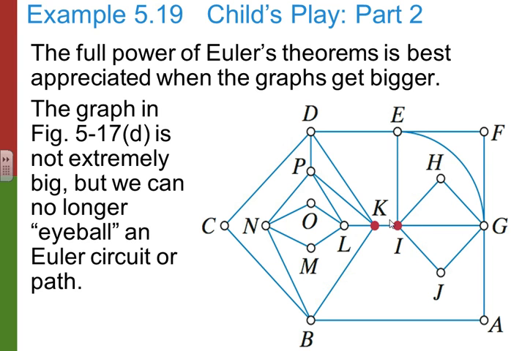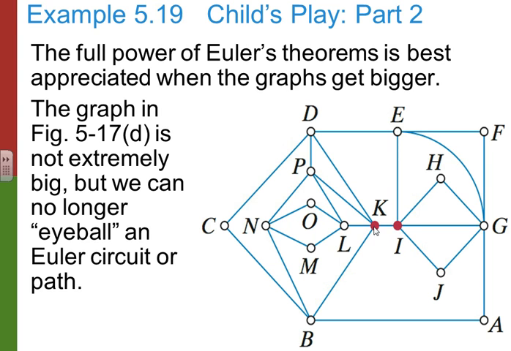I have an odd vertex at I, and I bet I've got an odd vertex at K. 1, 2, 3, 4, 5 at K as well. So I and K are odd. The rest are even. So no Euler circuit, but I have an Euler path, either starting at K or at I.